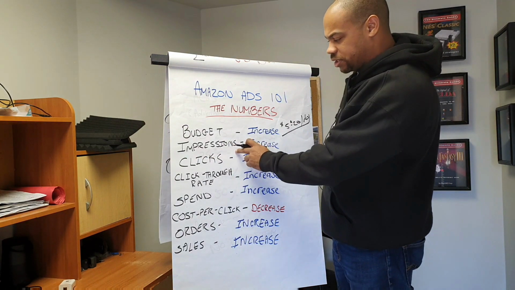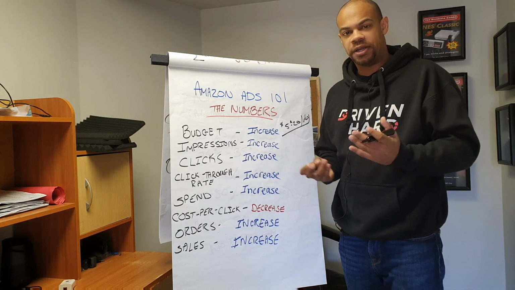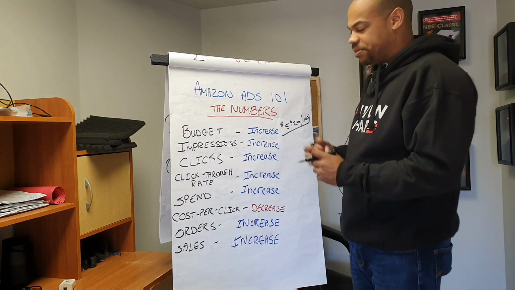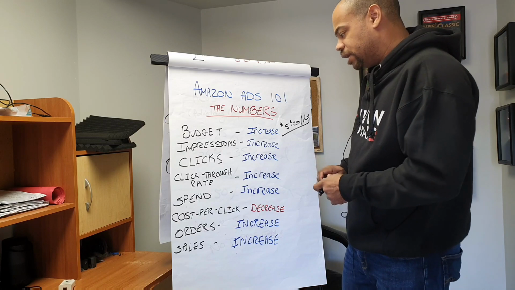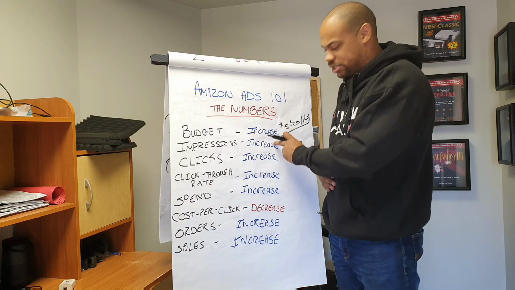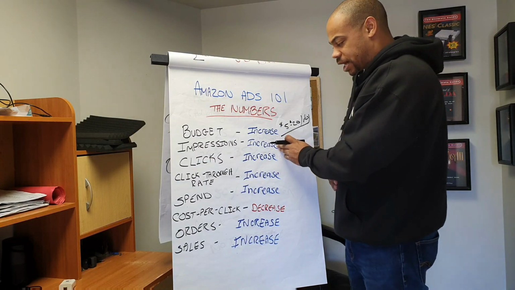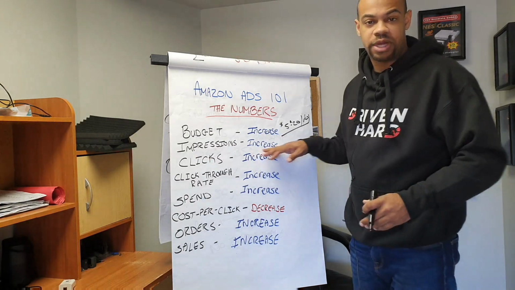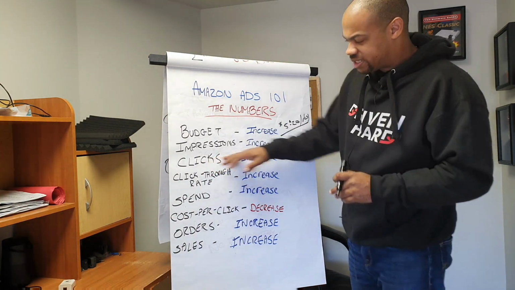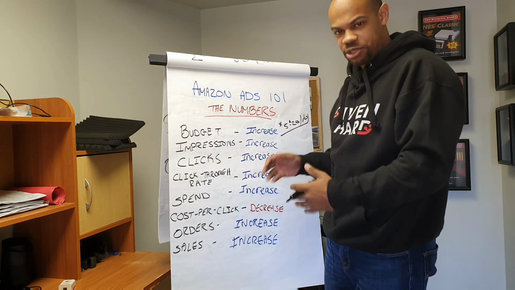Then that moves on to impressions. Impressions are how many times Amazon is showing your ad to its people. And you obviously want this number to be going up as high as possible: thousands, tens of thousands, hundreds of thousands in some cases. You want as many impressions as humanly possible. That's the goal here.